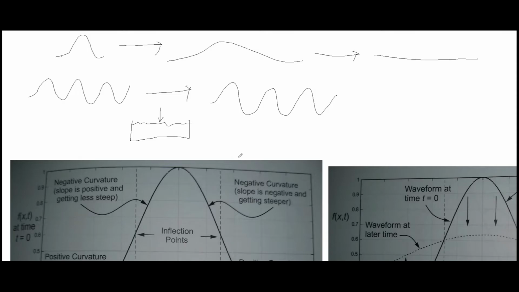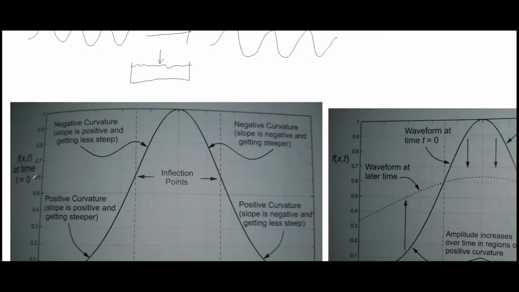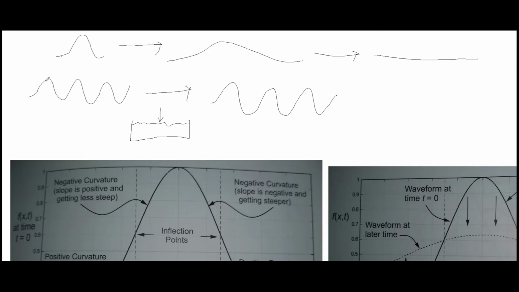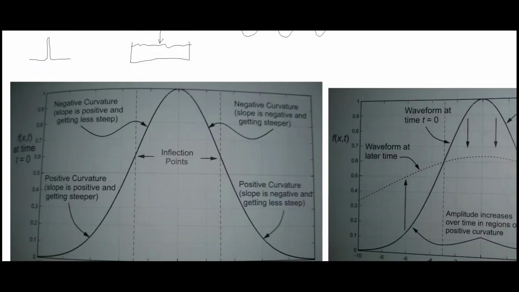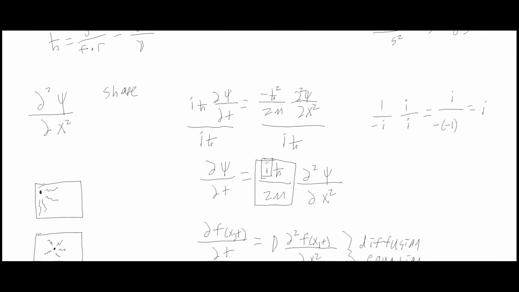So this says this is at time t equals 0. We could imagine maybe at time t equals 0 that it would almost look more like a delta function like this. So maybe this is a little bit further into the future, where the distribution of that dye has spread out a little bit. And what this is telling us here is that when we have negative curvature, the slope is positive and getting less steep. So that's what that second order is doing here.